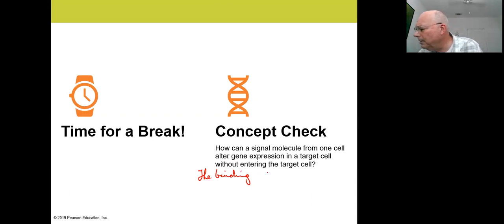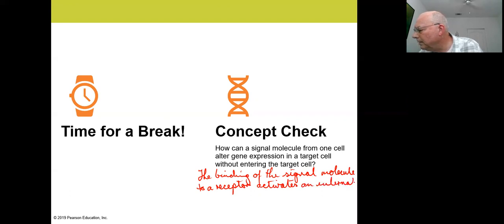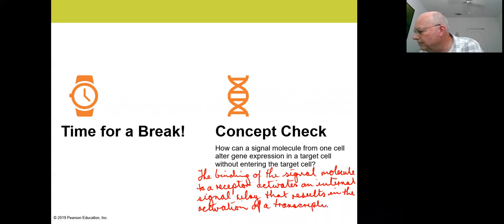So the binding of the signal molecule to a receptor activates an internal signal relay that results in the activation of a transcription factor that activates the target gene.